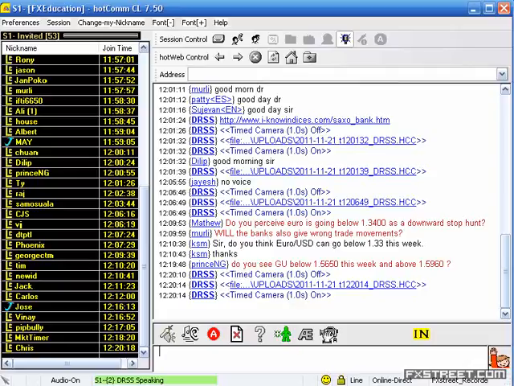Then, will the banks also give wrong trade movements? They are the main people, they give wrong trades. In fact, those who have been trading with the banks might be aware that they give a call.